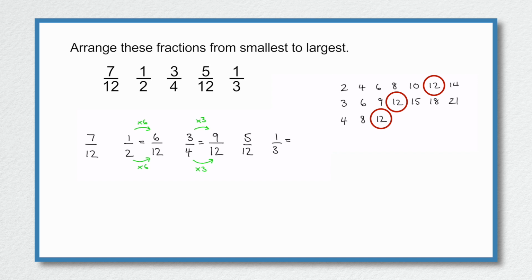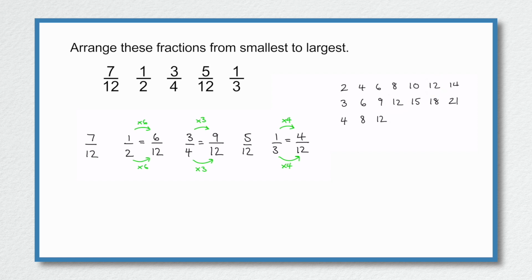Now for a third, 3 multiplied by 4 is equal to 12. What I do to the denominator, I must also do to the numerator. 1 multiplied by 4 is equal to 4. So we end up with 4/12.